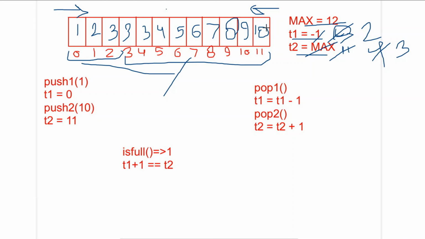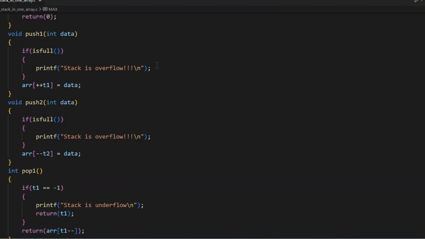Okay, and stack 2 is from 3 to 11. And here in this case we push 10. After pushing one element, the top index of stack 2 will be decremented by 1. Initially it was 12, now it is 11. After pushing another element, it will be 10. After that it will be 9. After that 8, 7, 6, and so on, and then it will become 3. This is what I have done here. You can see push1 and push2.